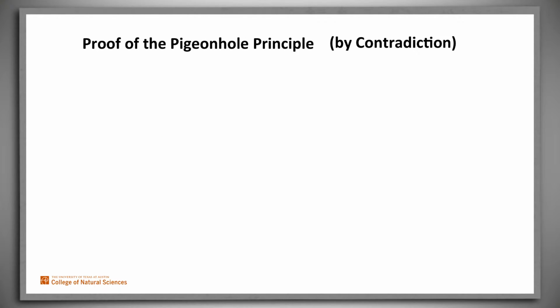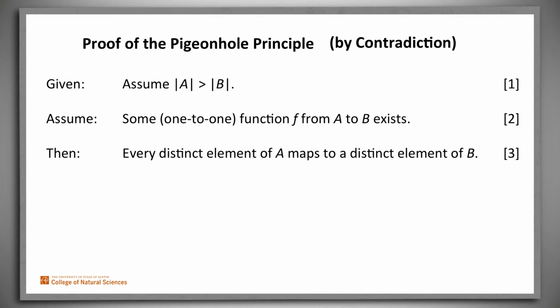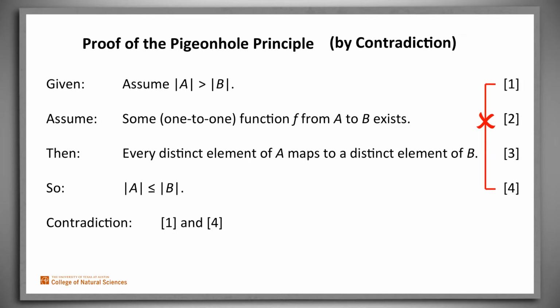The proof of the pigeonhole principle is simple. We'll do it by contradiction. Assume that the number of elements in A is greater than the number of elements in B. Now assume, contrary to our claim, that there does exist a one-to-one function from A to B. Since that function maps each distinct element of A to a distinct element of B, there must be no more elements in A than there are in B. But there are. There's now a contradiction with assumption 1. So our second assumption that a one-to-one function from A to B exists must be false.